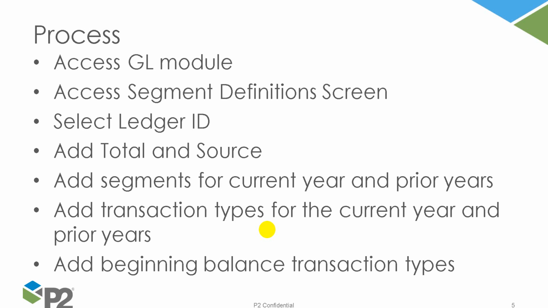Then we have to create the transaction types for the segments, and it is a good idea to add the beginning balance as well in case we need to do a beginning balance update for this. Although it's rare, because usually for transactional currencies we don't really need to keep an accurate opening balance.